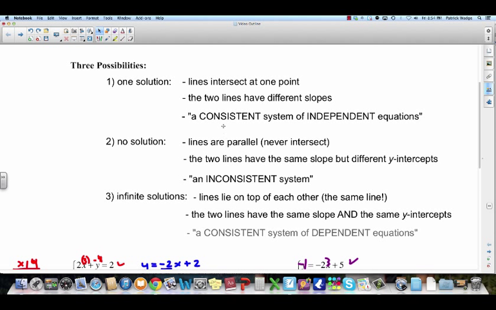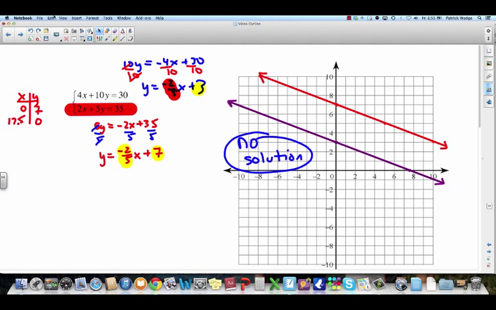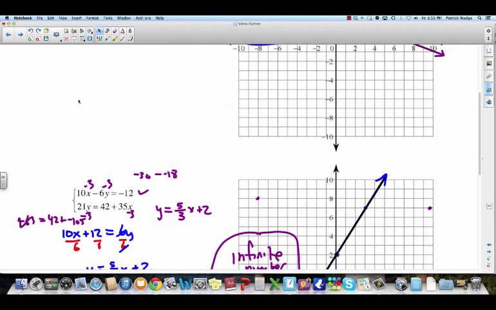And this is called a consistent system again, because there are, again, some answers. But they're dependent equations. Independent means separate from one another, right? So that's why this one's independent equations, because they're different lines. This is the same line, so it's called dependent equations. So a little bit of vocabulary for you to learn there. So that's it. That's how you find solutions to linear systems of equations by graphing.